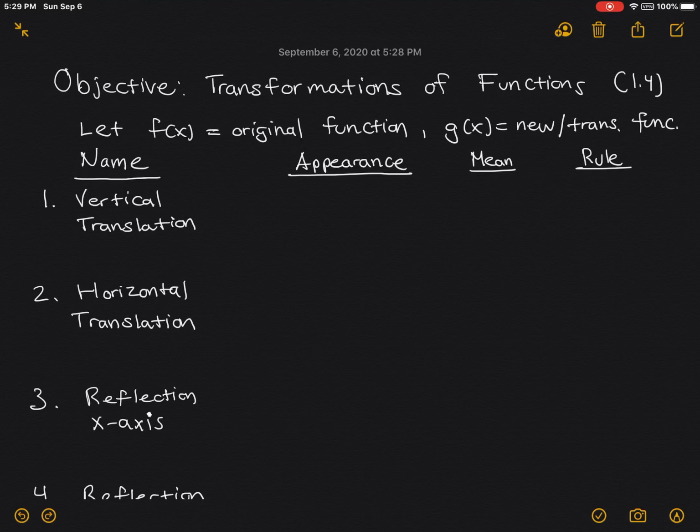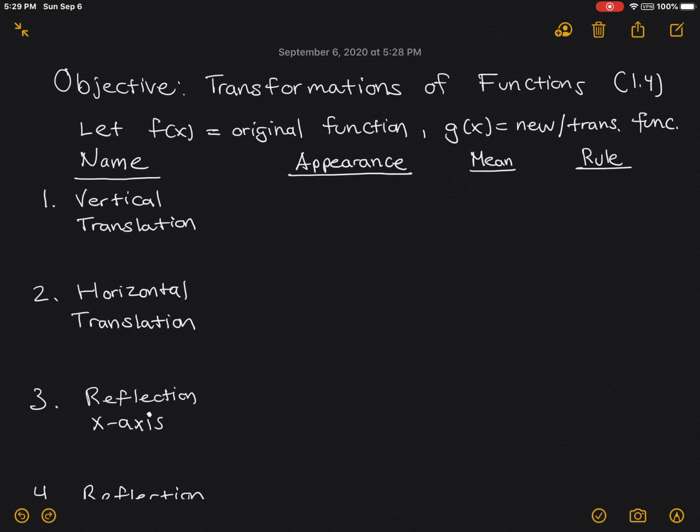All right, so we're going to move on to 1.4. And 1.4 covers transformations of functions. And you learned that before in Math 3 if you took it here at Piedmont Hills. And this is just a review for most of you, but if it's new, you're going to have to pay extra close attention.